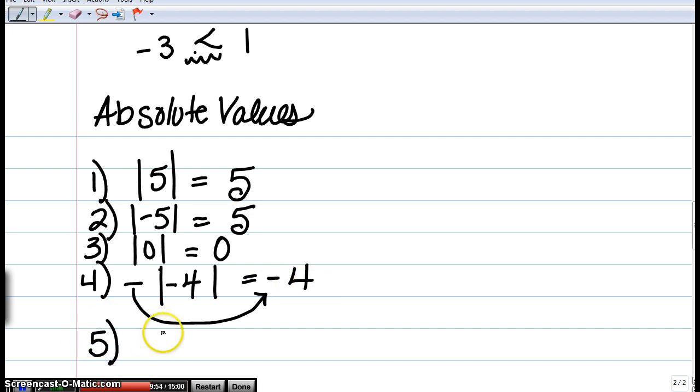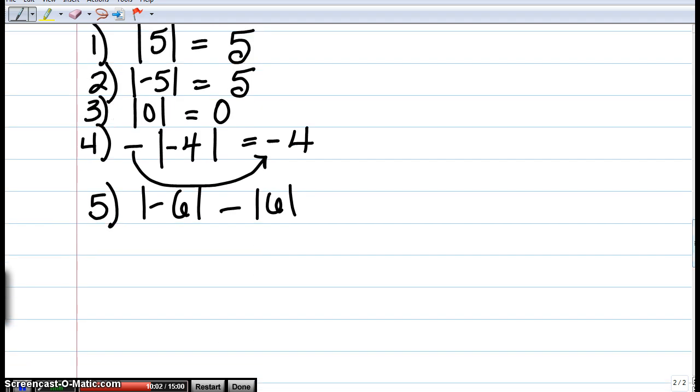If you were subtracting the absolute value of -6 minus the absolute value of 6, you would know that the absolute value of -6 is 6, the absolute value of 6 is 6, and 6 minus 6 is 0. So you look at both of them separately and then subtract them.